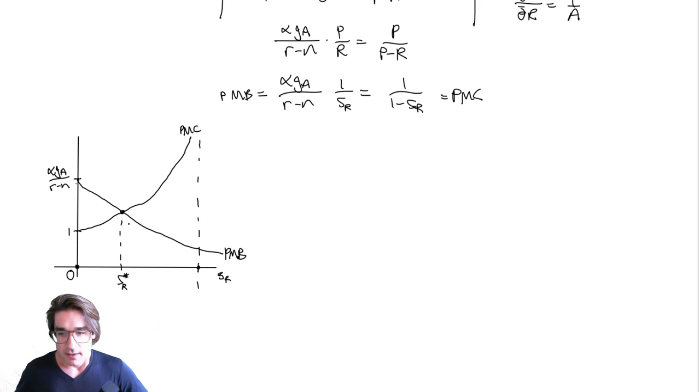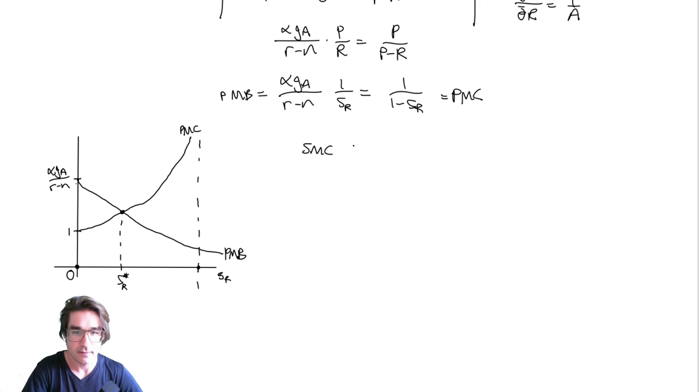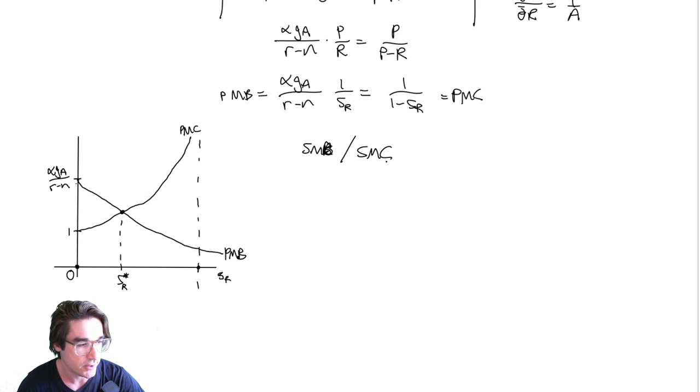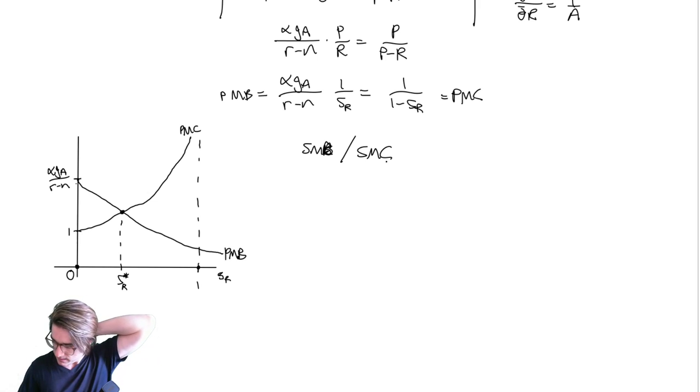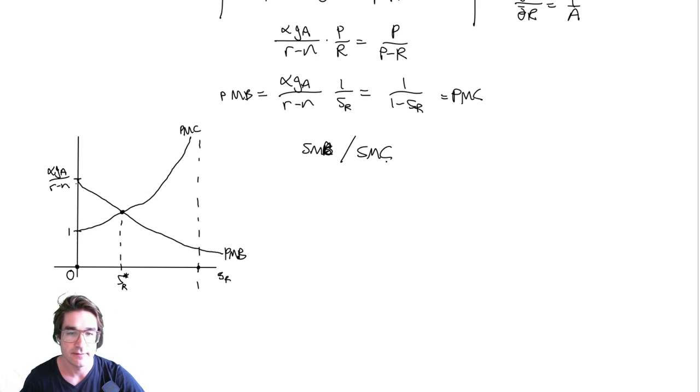Okay, now if we think about the social component, so that was private. Now we think about efficiency and the social component. So we're basically looking for SMB and SMC. If we think about that social component, it's a little bit complicated, but I'm gonna give you a heuristic to work by.